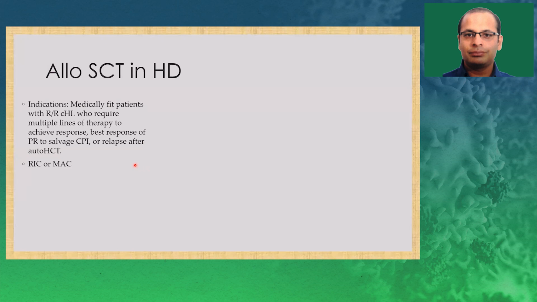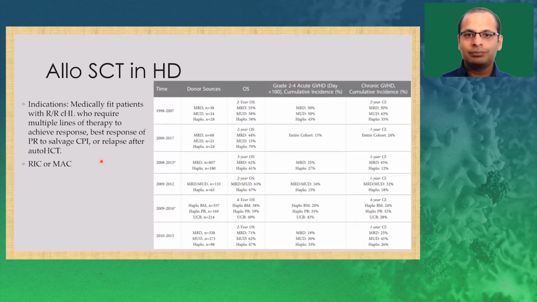Allo is rarely done, but yes, there is still some indication: medically fit patients with relapsed refractory disease who require multiple lines of chemotherapy to achieve response, or who are relapsing after autologous transplant. Both RIC and myeloablative conditioning are used. Various data suggest that overall survival at 2 to 4 years is in the tune of around 60%.